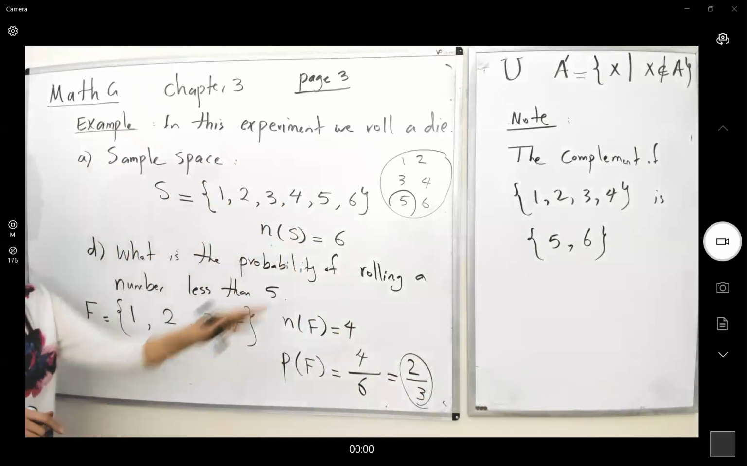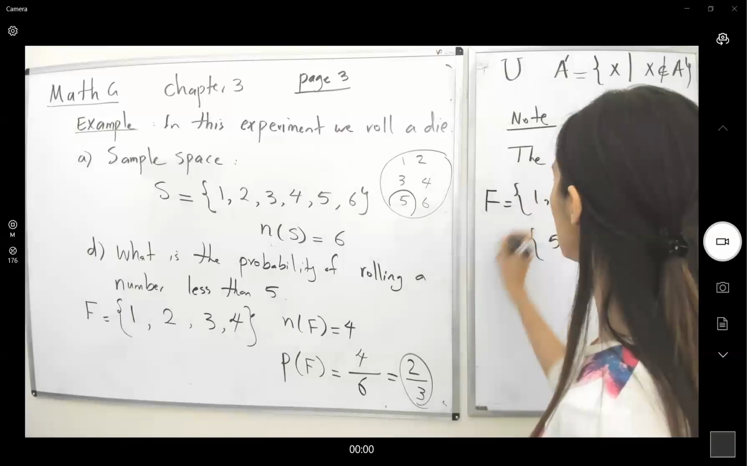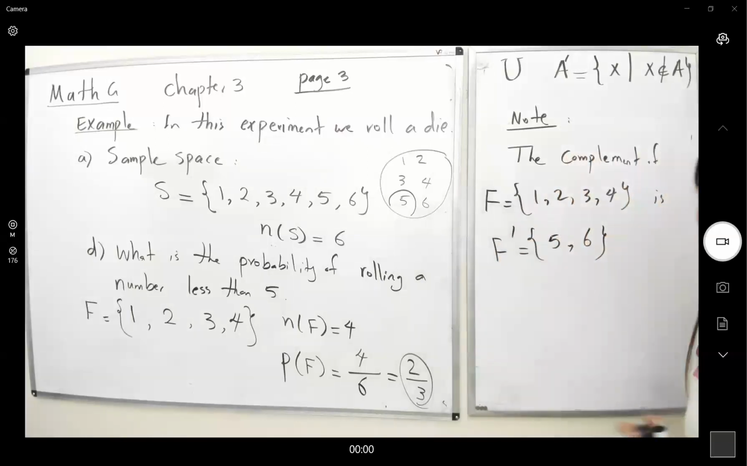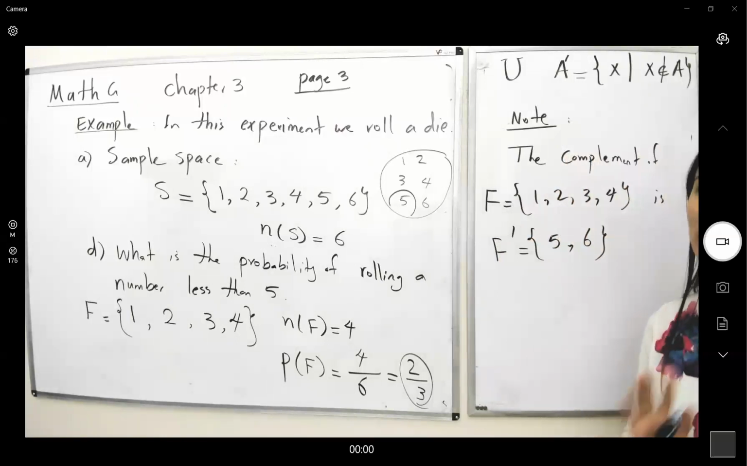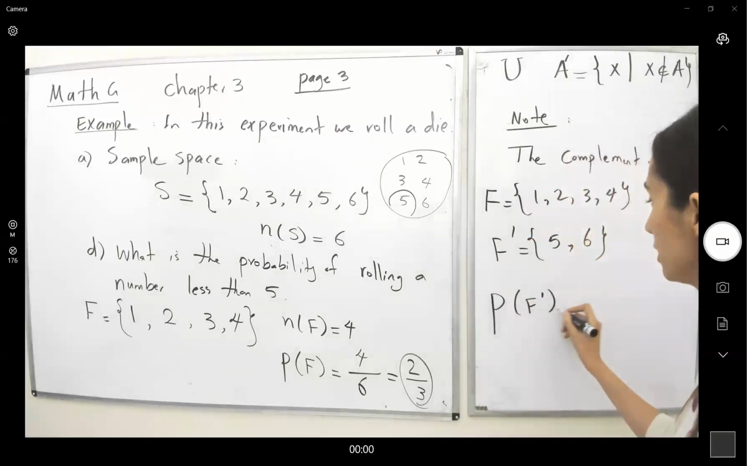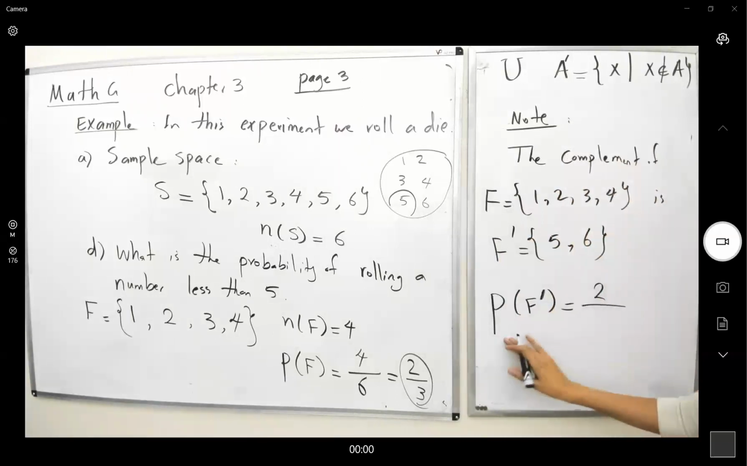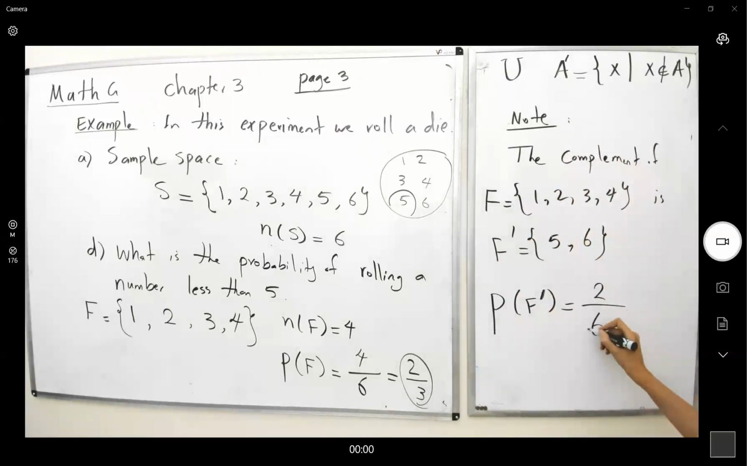Now I want you to think about the complement of set F. So this is set F, its complement F prime. What's the probability of F prime? The probability of F prime is the cardinality of F prime, which is 2, divided by the cardinality of your sample space, which is 6. What is the relation between 2/6, which is 1/3, and 2/3?